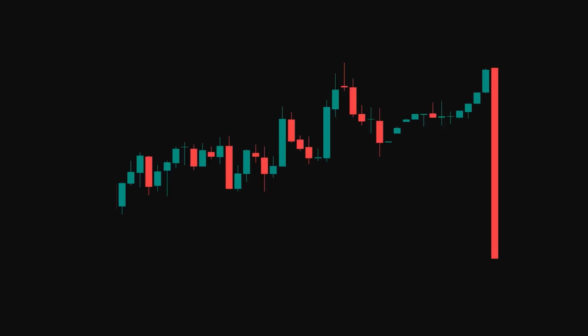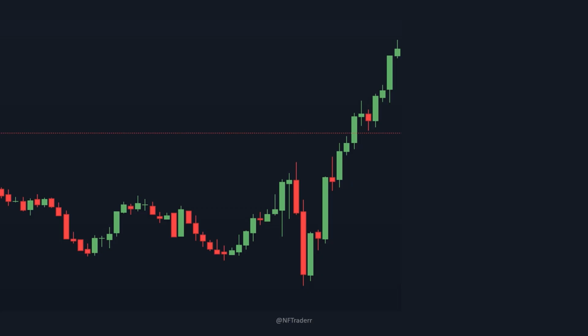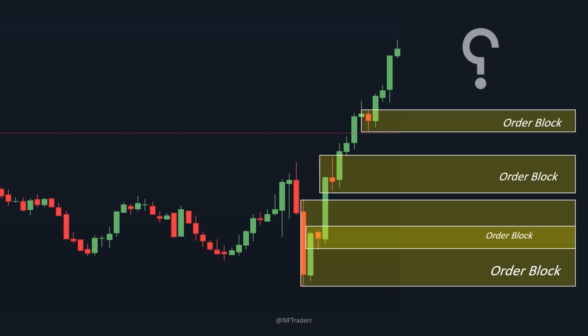Ever find yourself wondering if the market's about to continue or suddenly reverse? Is that breakout real or just another trap? Where's the real order block? And the big one, which direction is the market actually going today? These are some of the most common questions I hear from traders every day. And the truth is, there is a way to find clarity.